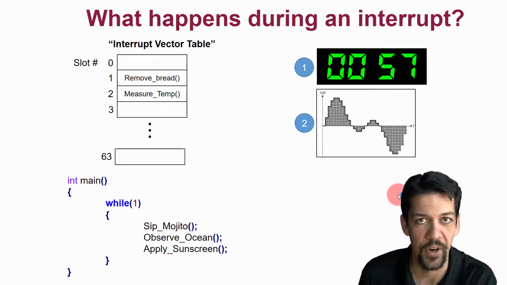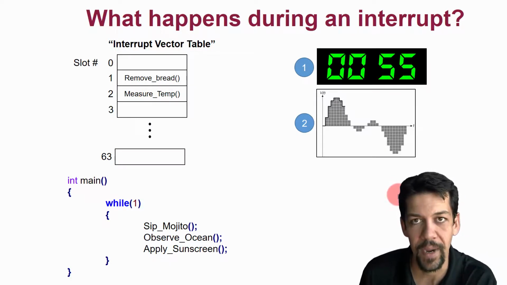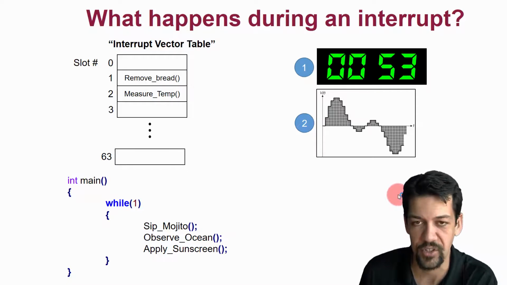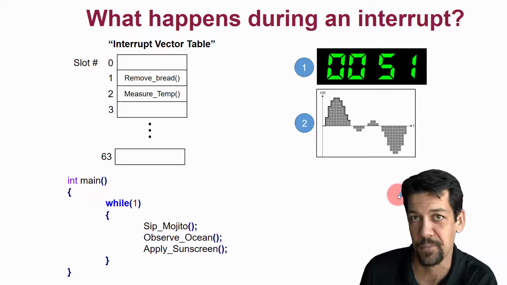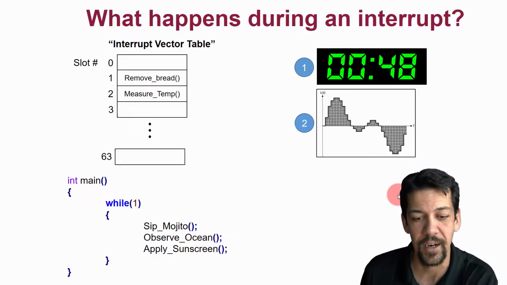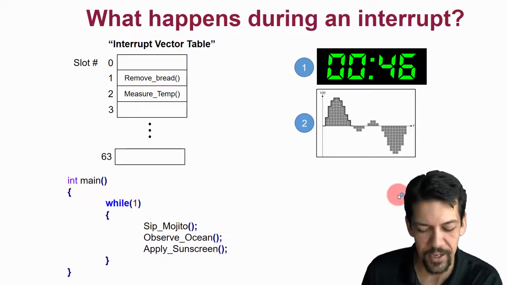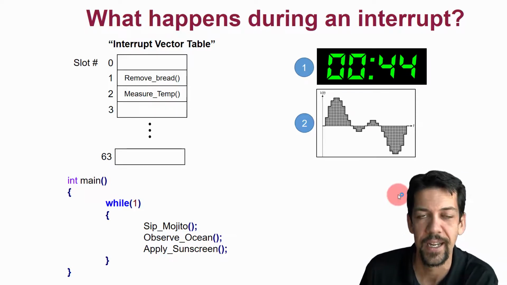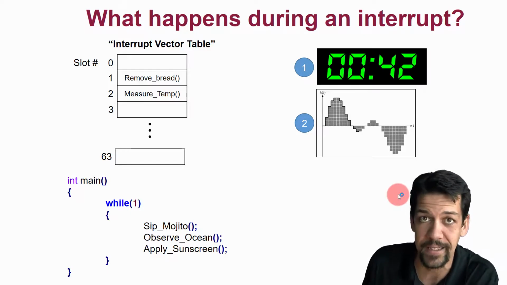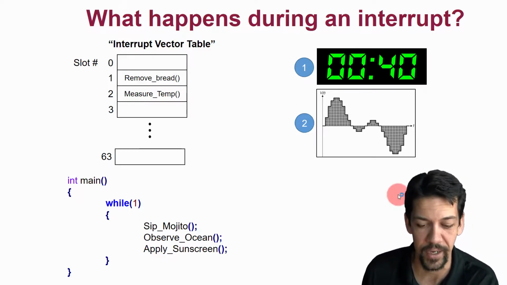Let's look at what happens during a real interrupt. So here I've got a main function that is just really simple. This is the relax mode for our blind or deaf baker. And he's got sift mojito, observe ocean, apply sunscreen. These are all the tasks he's doing when he's not actively making bread or anything like that.